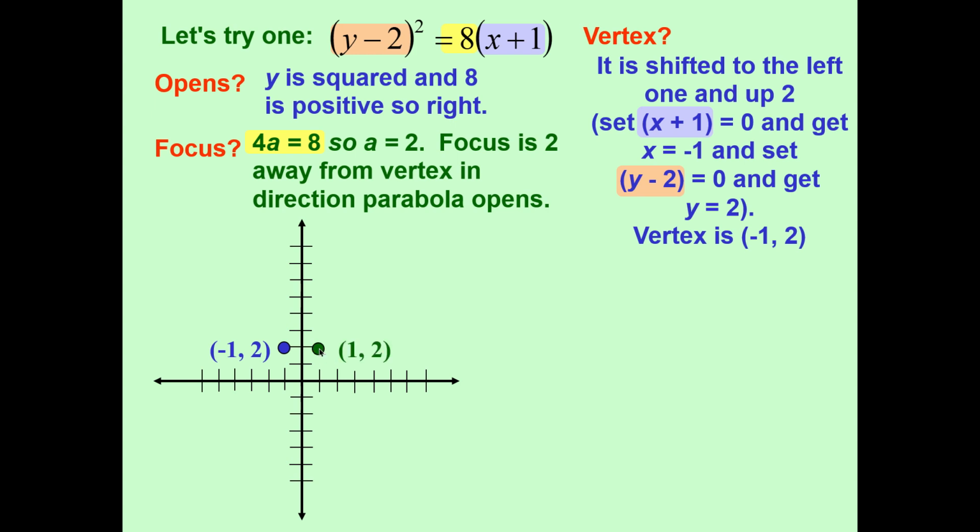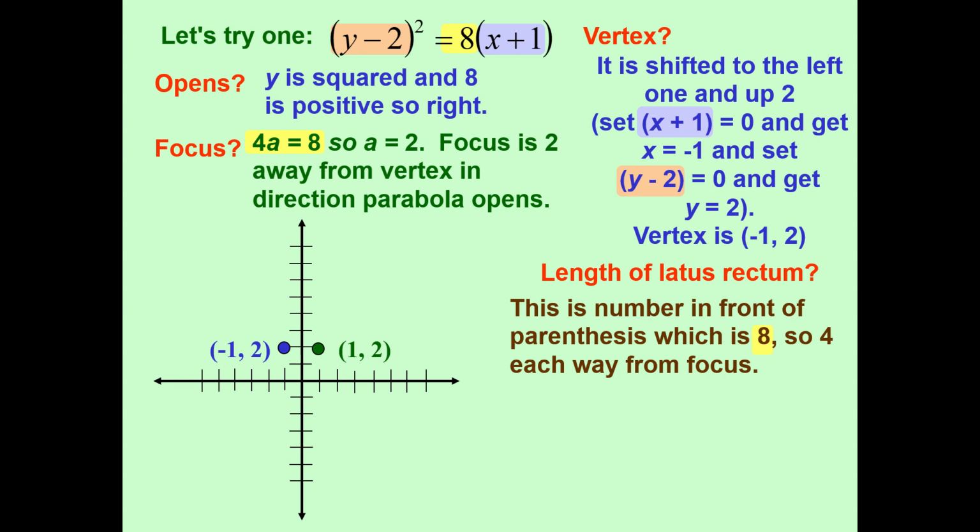And there's our focus. Okay, and the length of the latus rectum is equal to 8. So it's going to be 8 here going up. Half of that will be 4 up and 4 down. So we'll go 4 up from y equal to 2, and going up 4 makes it a 6. From 2 going down 4 makes it a negative 2.